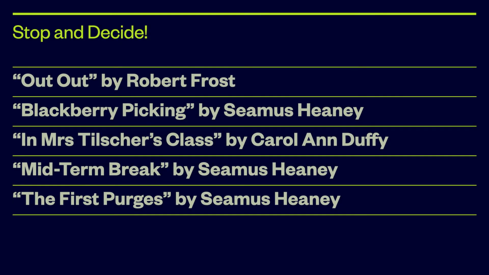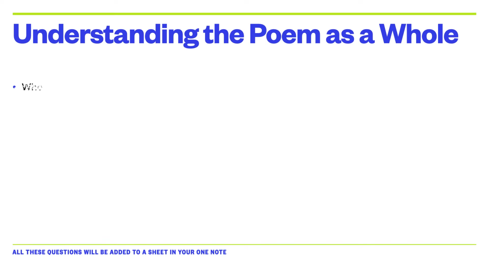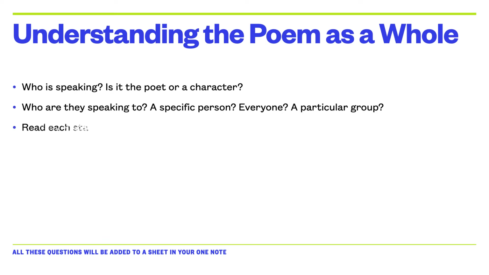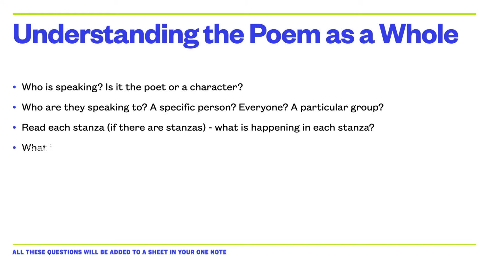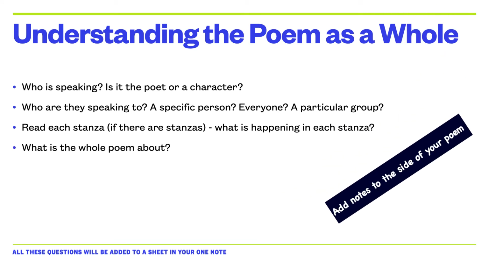So the 5 poems that you're looking at then are Out, Out by Robert Frost, Blackberry Picking by Seamus Heaney, In Mrs Tilscher's Class by Carol Ann Duffy, Mid-Term Break by Seamus Heaney, and The First Purges by Seamus Heaney. So if you remember, just go back, sorry. Who is speaking? Who are they speaking to? What is each stanza about? What is the whole poem about? On you go.